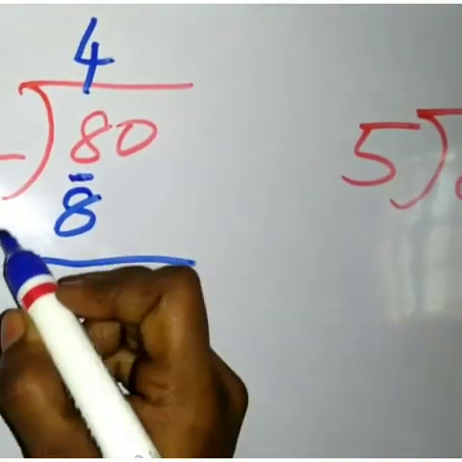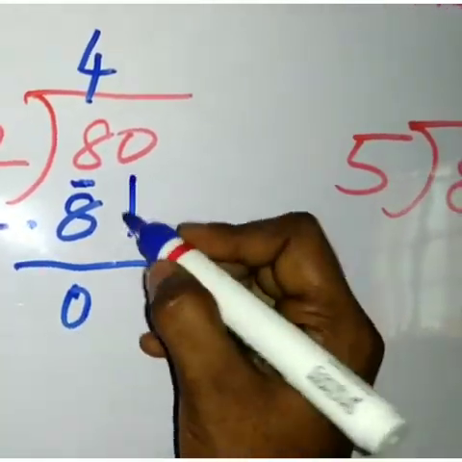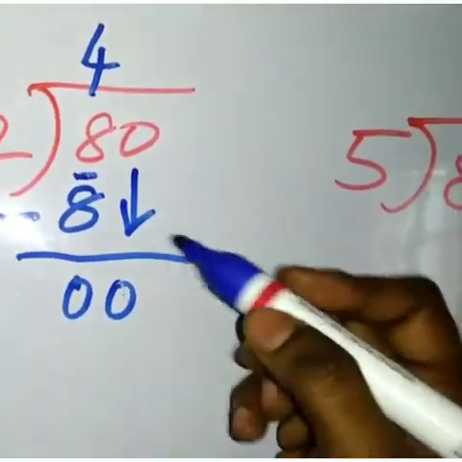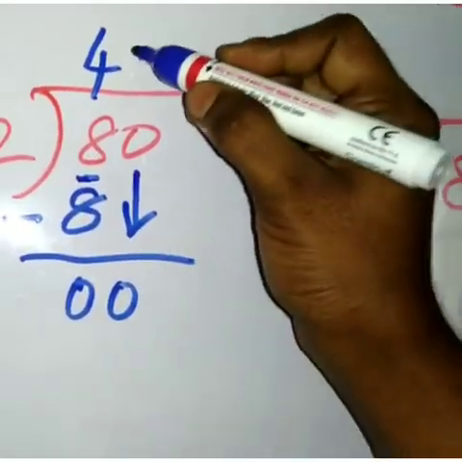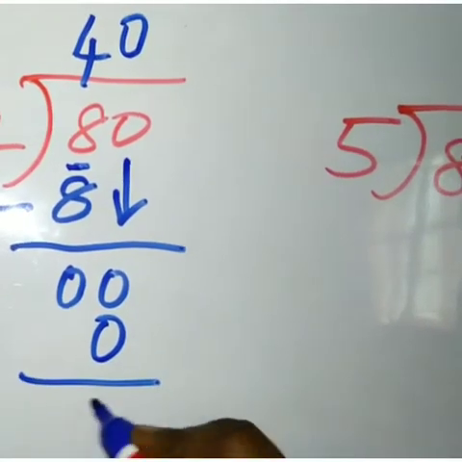So you have to subtract now. 8 minus 8 is 0. Now bring down 0. How many times do you get 0 from the table of 2? 2 zeros are 0. So write it as 0 and subtract, 0 minus 0.